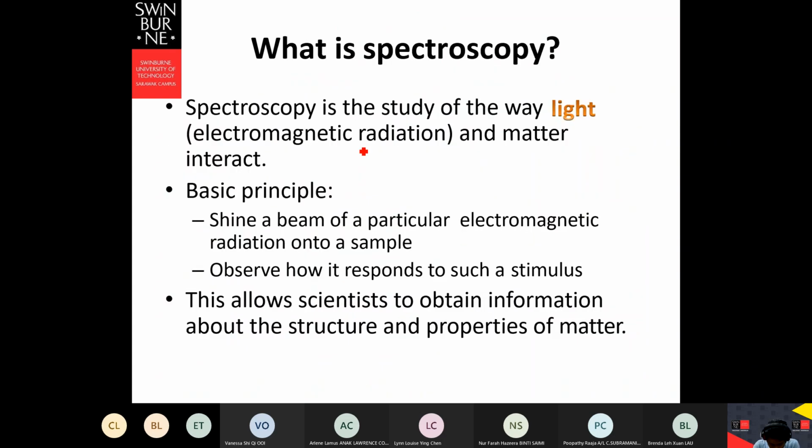Okay, so what is spectroscopy? As I mentioned before, light interacts with matter. How does light interact with matter? I'm sure many of you have asked yourself why we see different colors. Why are there so many different colors? Why are they not all the same color? It is because of how the light interacts, or more precisely, how the light bounces back from an object.